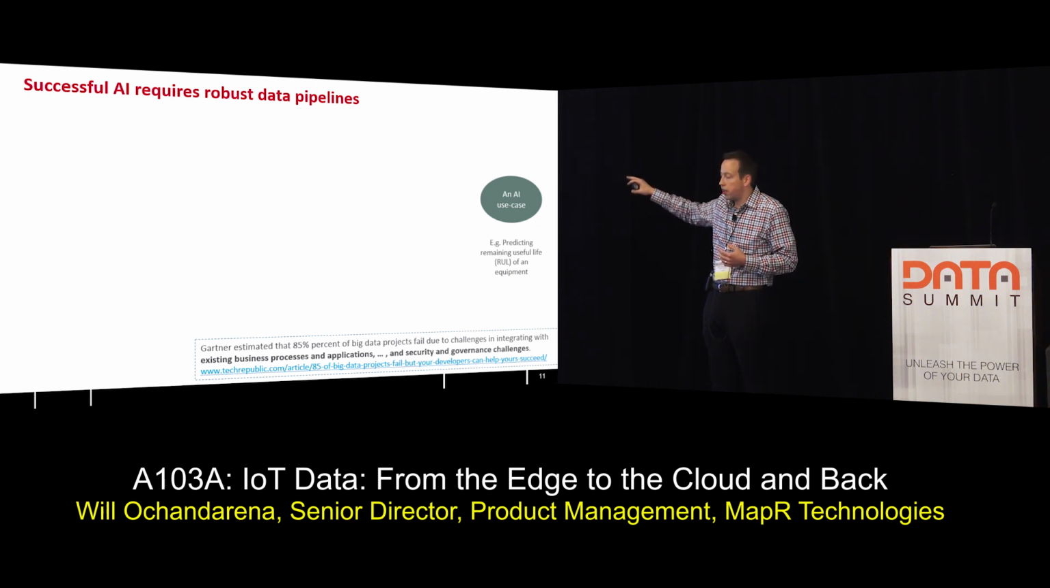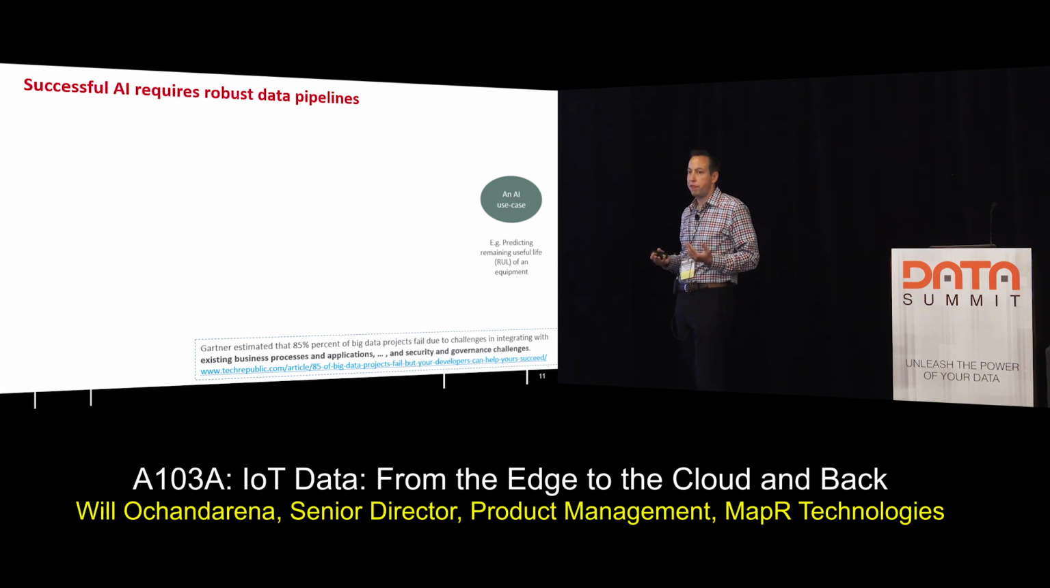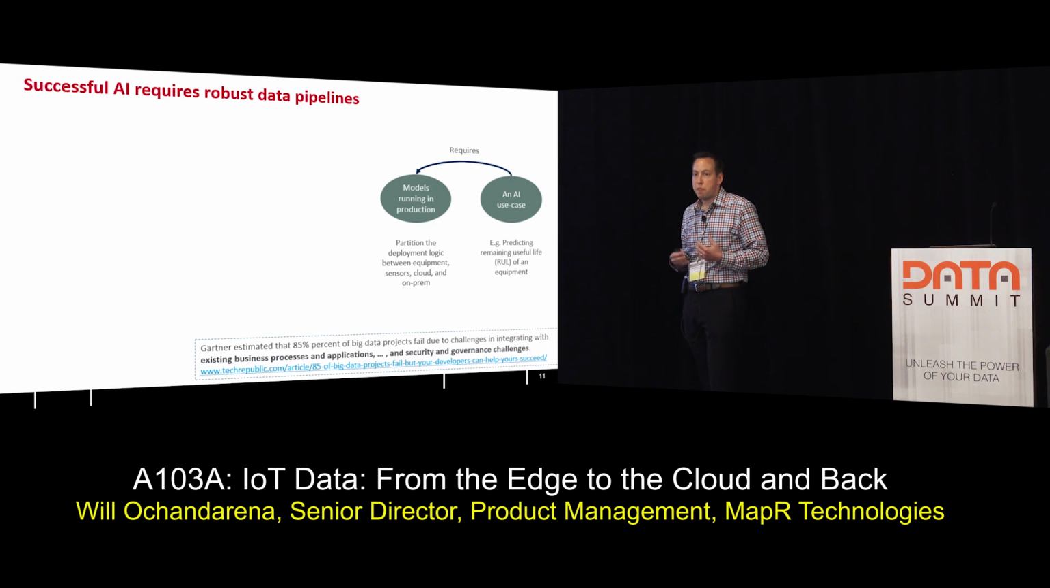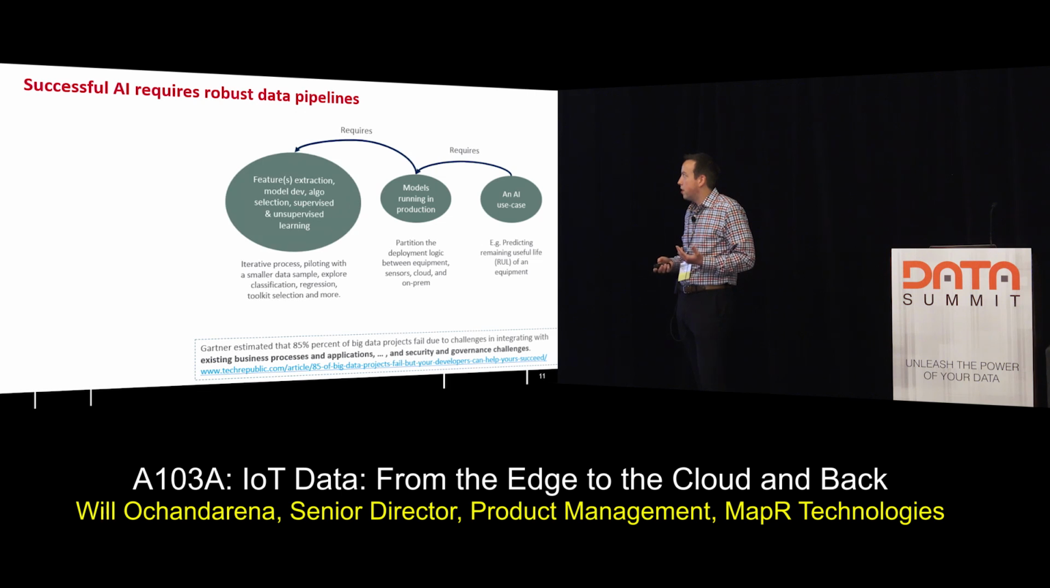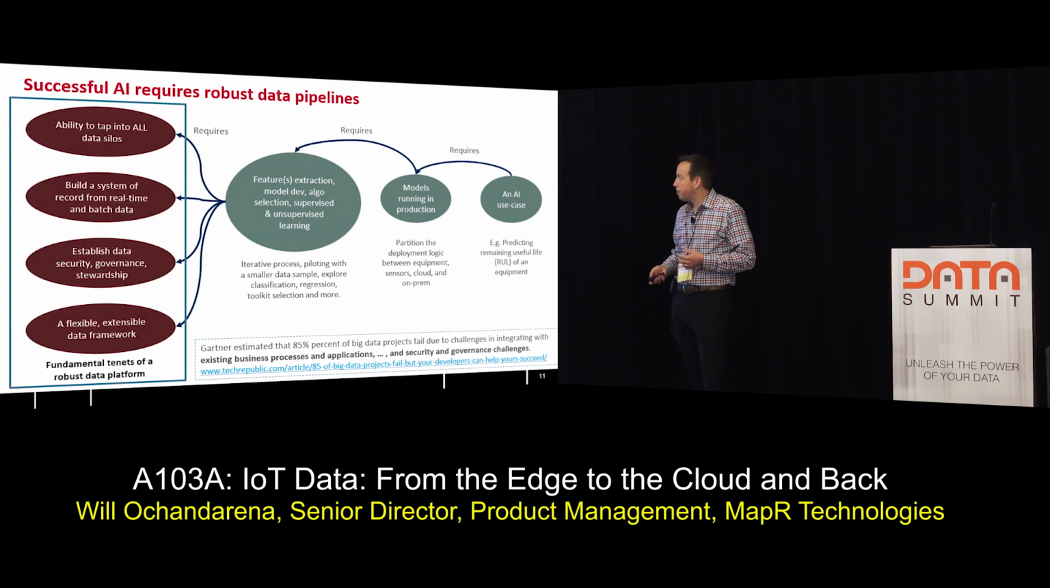Let's start from the right side with you have an AI use case. So an example of that is predicting remaining useful life for a piece of machinery. To do that, you need to have models running in production that's actively processing the new data that's getting generated for that particular piece of equipment. To have models running in production, you need to have a full process around data collection, feature extraction, model development, deployment, testing, all of that.